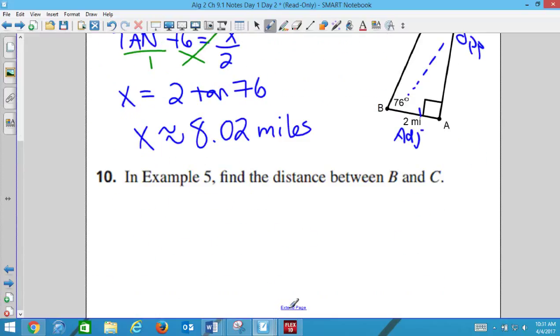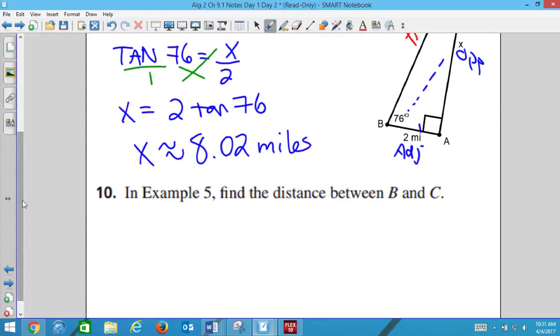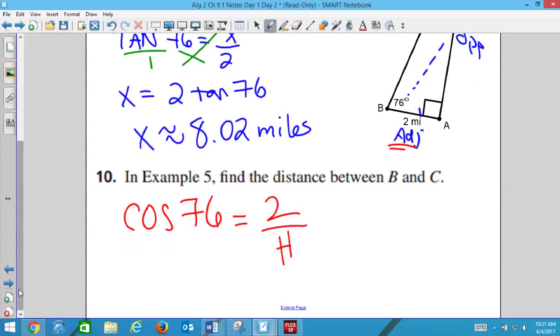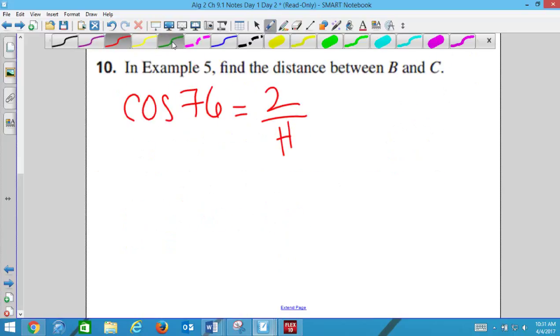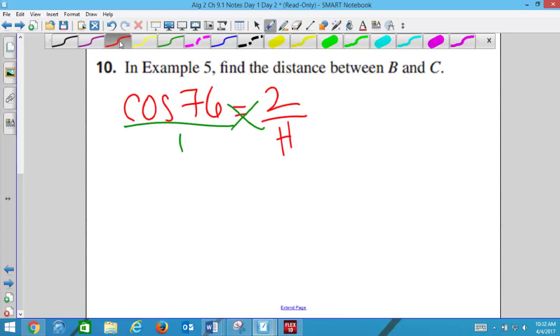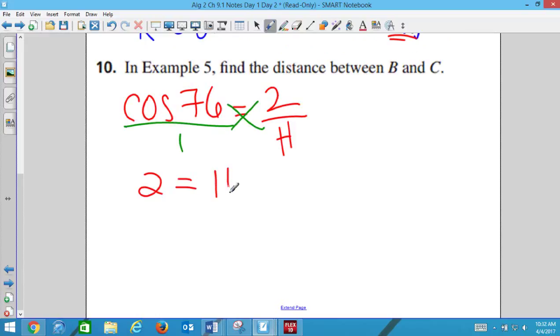So according to that angle, we need the hypotenuse and we know the adjacent. What uses hypotenuse and adjacent? We do cosine 76 equals 2 over H. Is 76 in that special chart that we have to memorize? So then we use our calculator. Cross multiply. I get 2 equals H cosine 76.